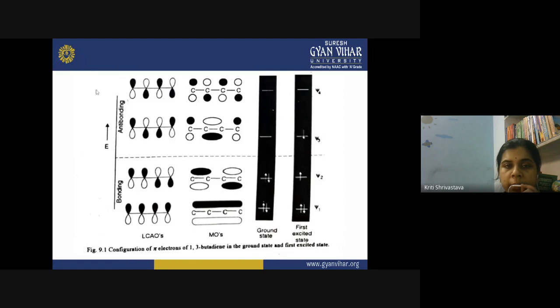If you remember, butadiene has 4 carbon atoms, right? On these 4 carbon atoms, each carbon will have a pz orbital, which is not taking part in the bonding process, because in an alkene we have sp2 hybridization. So one p orbital is free and remains perpendicular to the plane of the molecule. And since you have 2 double bonds, generally in a conjugated system, it is considered that the pi electrons are not localized, rather they are delocalized.